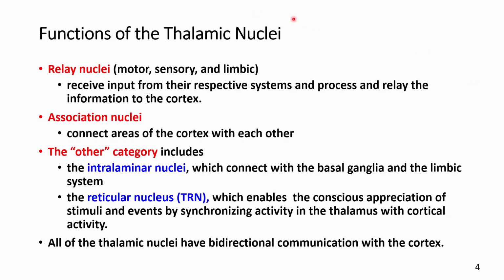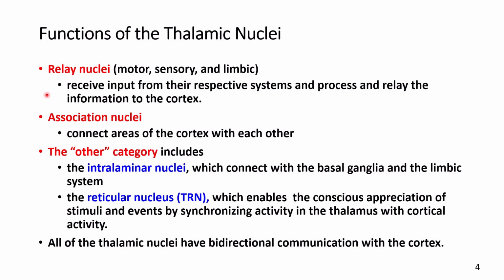So the thalamic nuclei are divided into three different groups. One is relay nuclei, the other one is association nuclei, and the third one is the other category. They couldn't find any better name, and they said, okay, this is the other guy. So they put it as the other category.